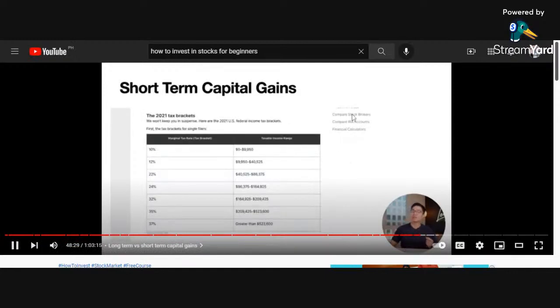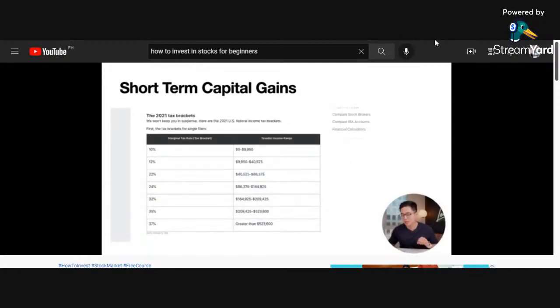Now for short-term capital gains, these are the tax brackets for single filers in 2021. It is a progressive tax system. So let's say your taxable income is between $0 and $9,950. That means that your marginal tax rate is going to be 10%. This goes all the way up to 37% after you make over $523,600.